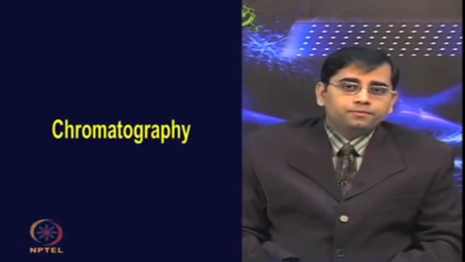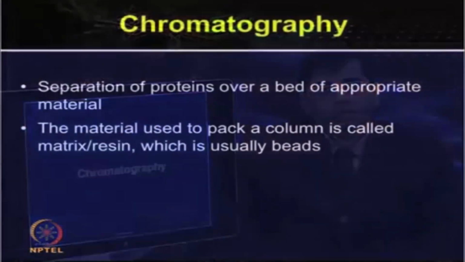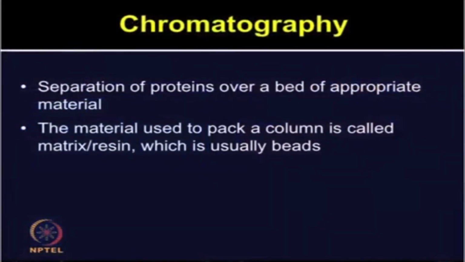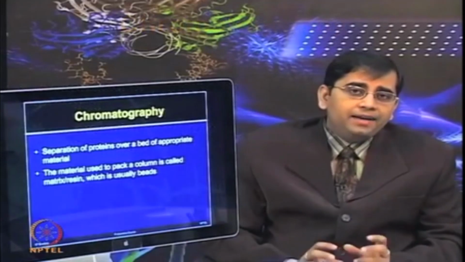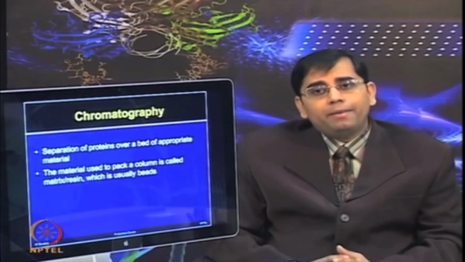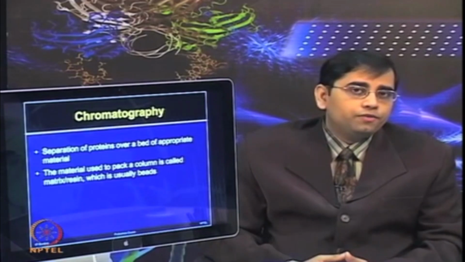So, let us talk about what is chromatography. Chromatographic methods involve separation of proteins over a bed of appropriate material. These materials are usually packed in a given column and known as matrix or resin. These matrix and resins are usually beads with or without attached chemical groups. Now, the binding and interaction of proteins with the column matrix is an important feature of chromatography.